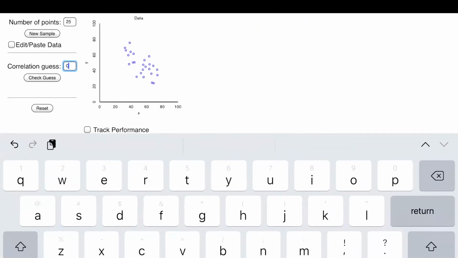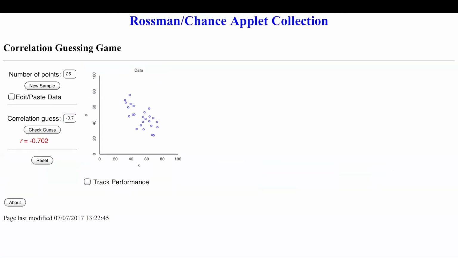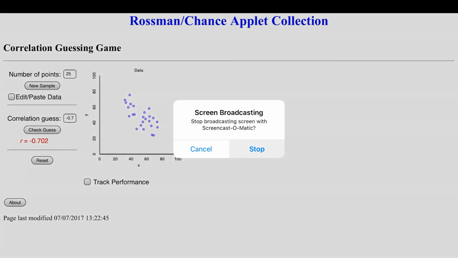Well, that wasn't the worst. Then I'm going to click New Sample, and now there's definitely a negative direction here, so my correlation guess will be negative, but I also see that these points are much closer to a straight line, so I'm going to guess -0.75. And I was pretty close. The correlation is actually negative 0.702. So I would recommend that you spend a little time with this, pretend it's a fun video game, and practice guessing the correlation and try to get better at learning how these numbers are related to what the scatter plot looks like.